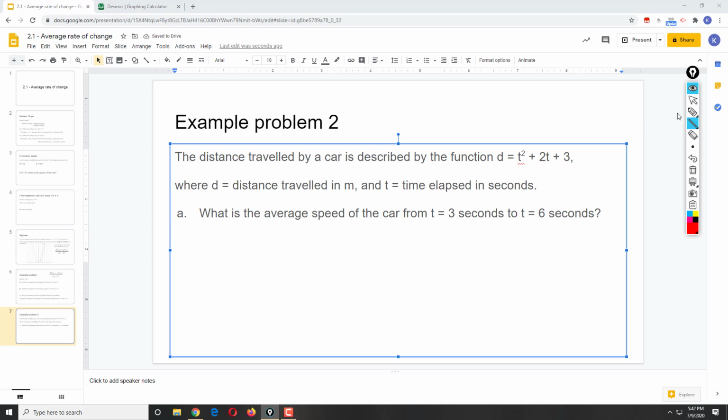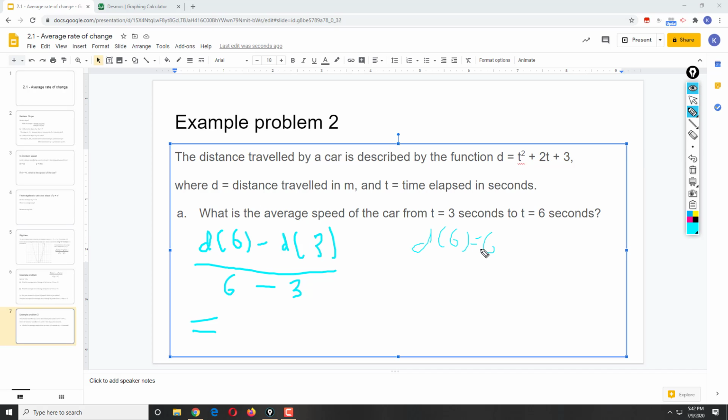So same formula. In other words, instead of f of x, we have d of t. So we have d of 6 minus d of 3 over 6 minus 3. That's going to be our answer. Well, let's evaluate d of 6 and d of 3.